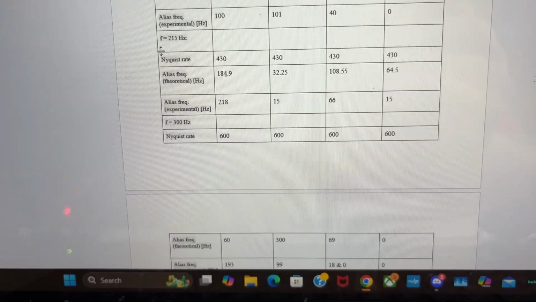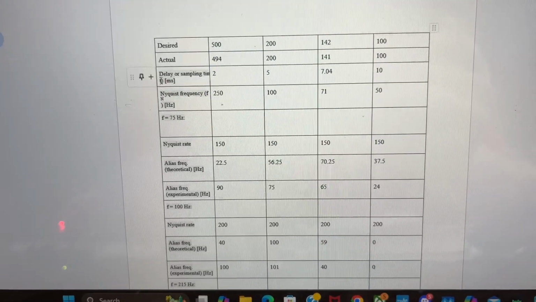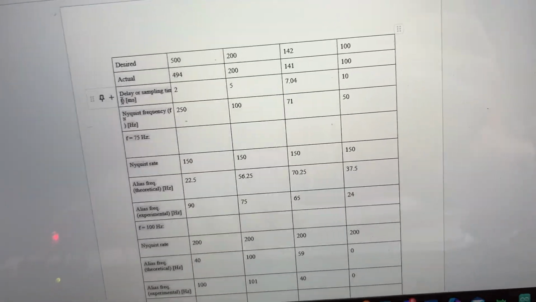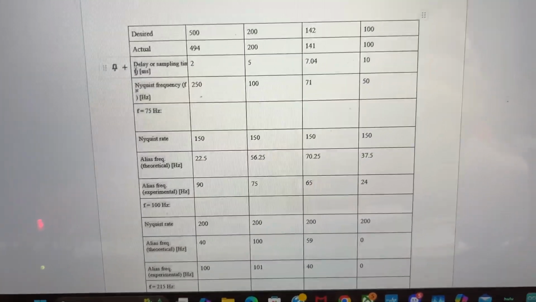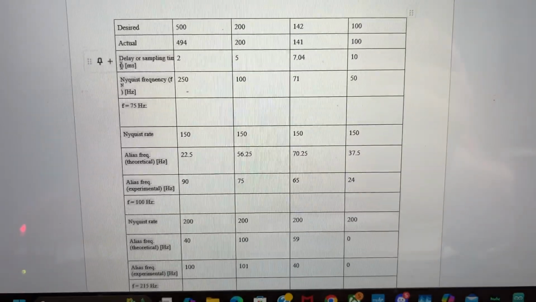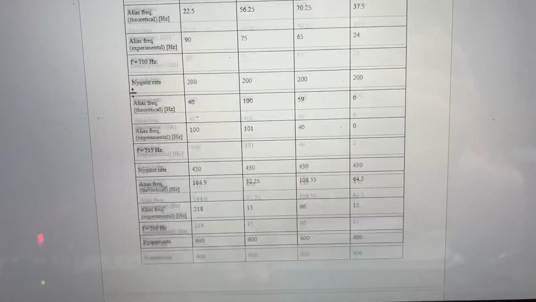But for 500 hertz, for some reason, there was a lot of deviation, and that can either be due to my experimental sampling frequency being 6 hertz off from my code, or something that had to do with the hardware itself. But besides 500, it looks like the values generally follow pretty well.